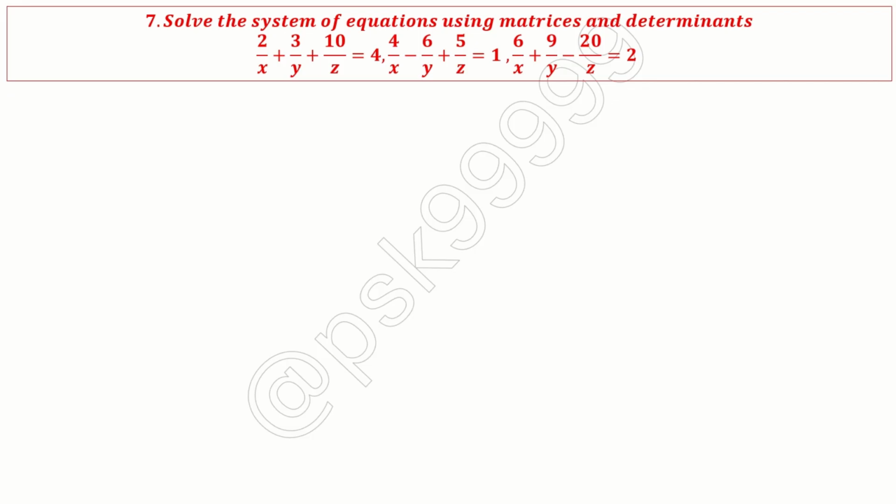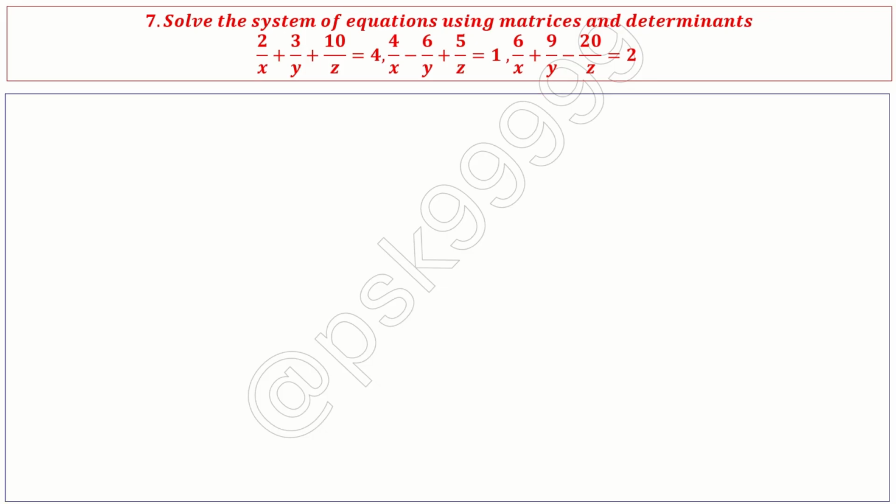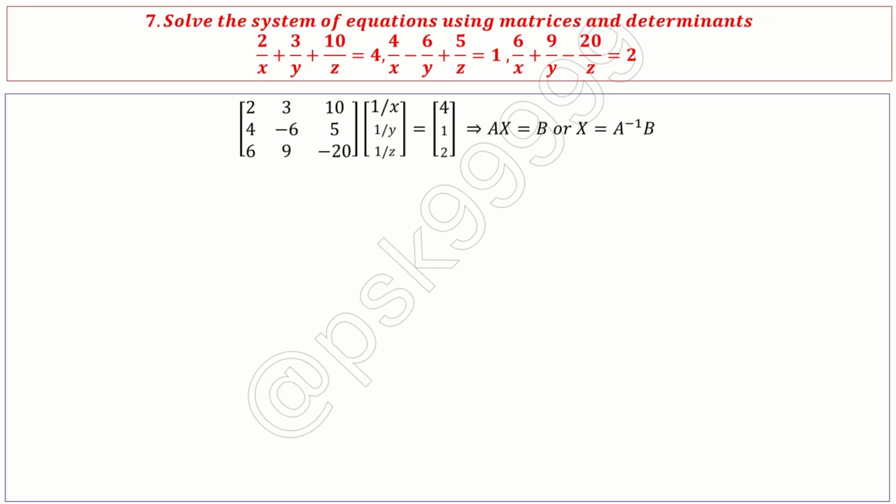Solve the system of equations using matrices and determinants. Okay, if you see here, this is not a simple linear equation, but you don't need to worry. For you, 1 by x is just a variable. 1 by y is a variable. 1 by z is a variable. Correct. So in that case, your matrices look like this. Matrix A into the variable matrix, which is 1 by x, 1 by y, 1 by z, equal to B matrix 4, 1, 2. Ax equal to B, still it is valid. X is A inverse B. So find out A inverse.